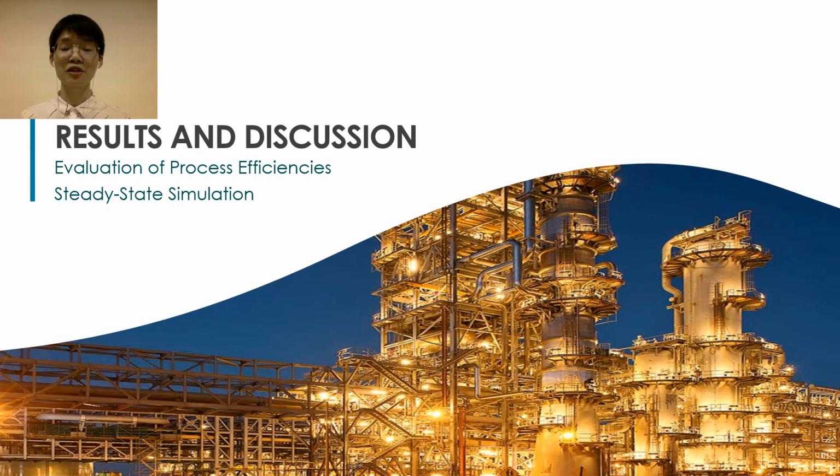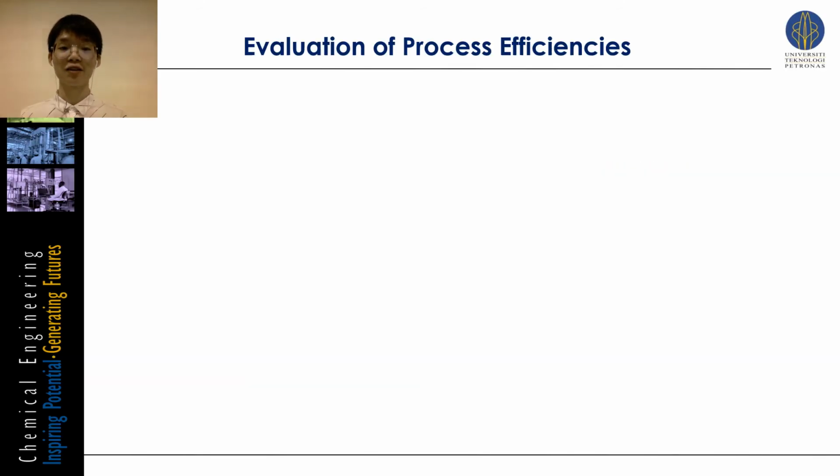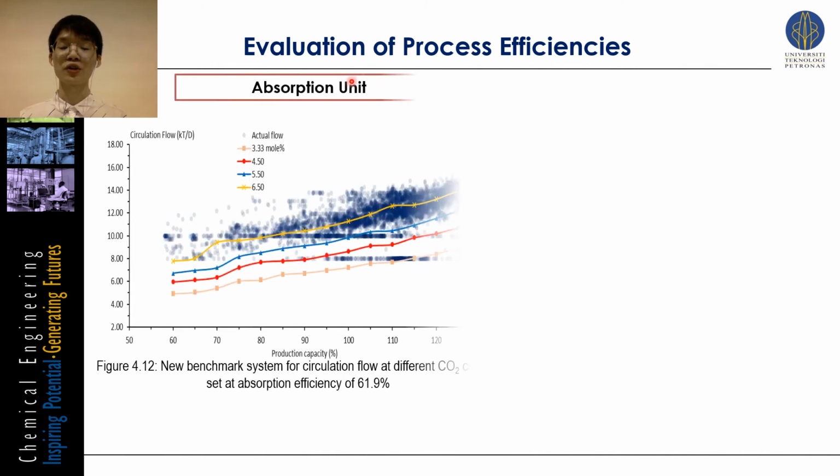Moving on next, let us look into the second benchmarking system, which is based on steady-state simulation. Right now, let us look into the evaluation of the process efficiency. Here I present you the first unit, which is the absorption unit. This is the new benchmark for the circulation flow. Unlike the previous benchmarking system, here I considered 4 different CO2 contents, which are 3.33 mole percent, 4.5 mole percent, 5.5, and also 6.5 mole percent.